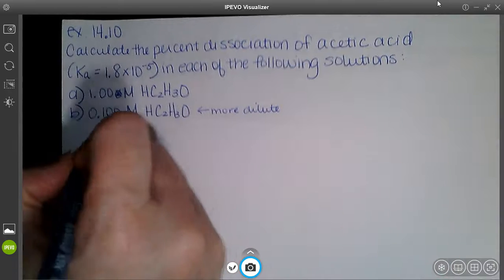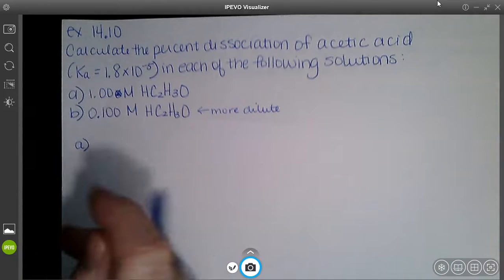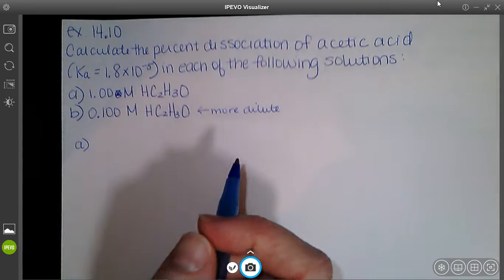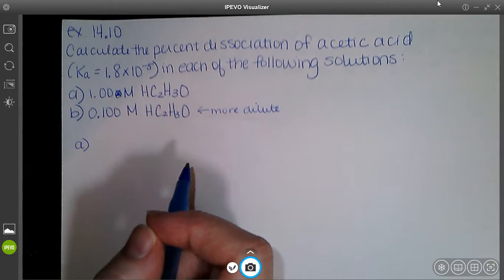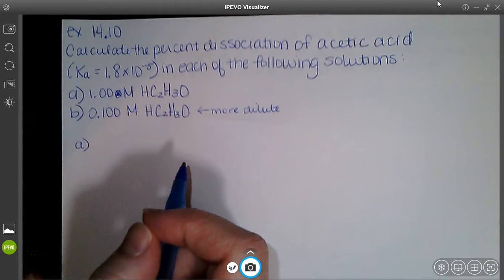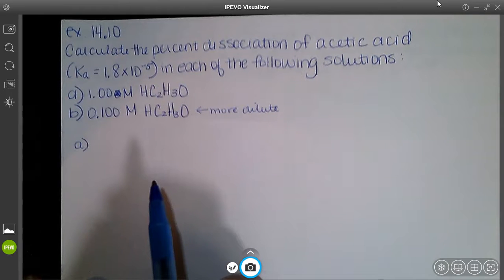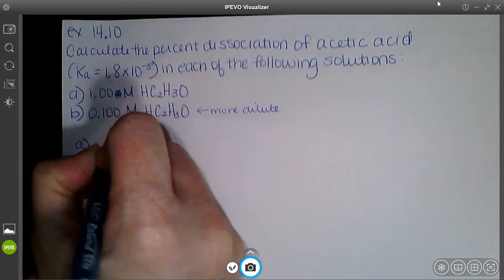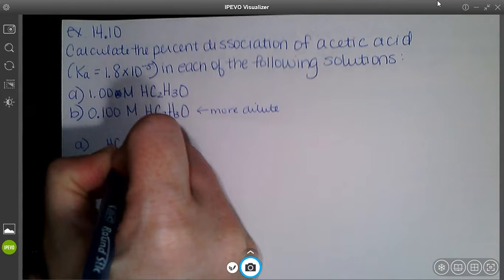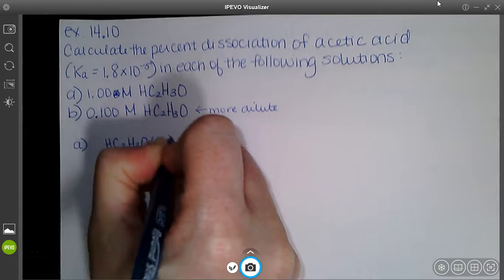Okay. So let's go for our answers. So part A. We know that it's an acid, so out of our major species, the acid is going to be the one that is giving up the hydrogen ion, plus this Ka is much larger than the Ka of water. So I'm just going to write out my whole equilibrium equation for acetic acid.